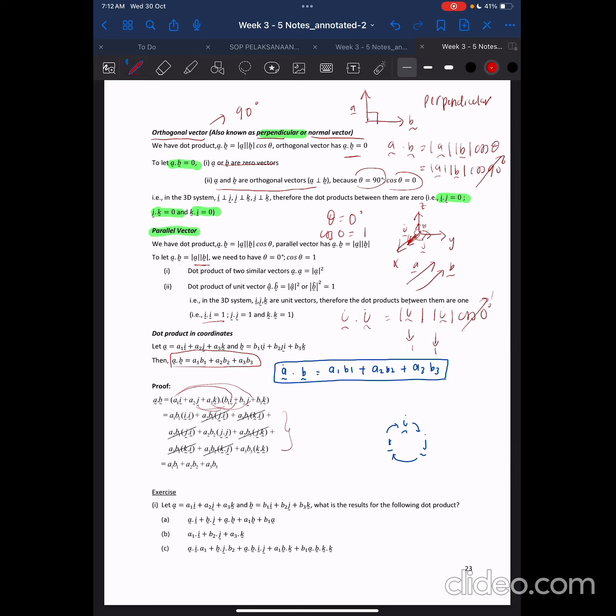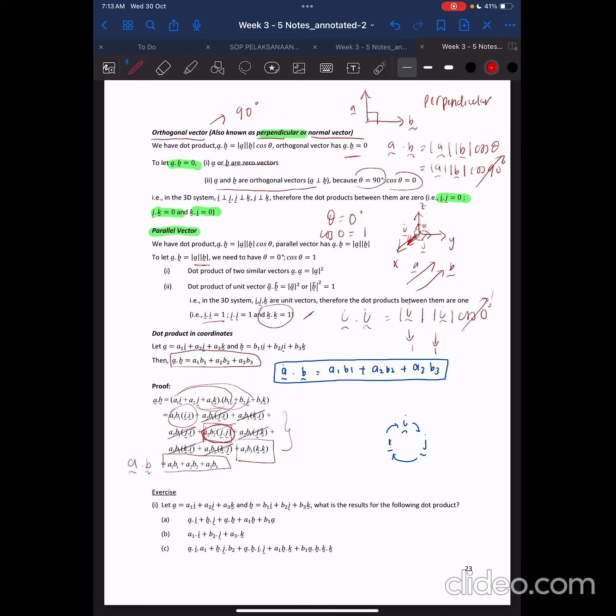And due to that, this one can be scrapped off because it will be 0, and you are left with a1 b1 i dot i, and then a2 b2 j dot j, and then a3 b3 k dot k. And we know that i dot i is equivalent to 1, j dot j is equivalent to 1, and k dot k is equivalent to 1. So at the end, you will get just a1 b1 plus a2 b2 plus a3 b3. Therefore, the dot product a dot b will give only a scalar value.